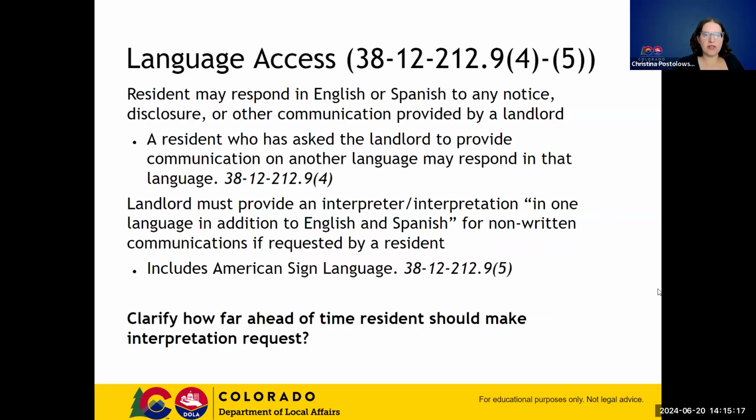Residents can respond in English or Spanish to any notice. A resident who's asked the landlord to provide communications in another language may respond in that language. And if requested by a resident, the landlord must provide an interpreter or interpretation in one language in addition to English and Spanish, and this could include American Sign Language.